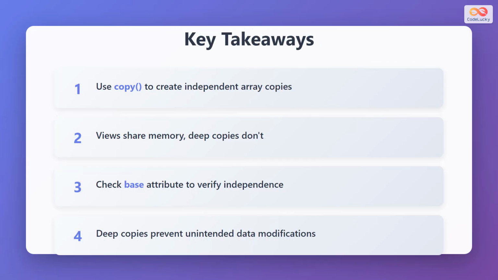Let's recap the key takeaways from this tutorial. First, use the copy method to create independent array copies that don't share memory with the original. Second, remember that views share memory with the original array, while deep copies have their own independent memory allocation. Third, you can check the base attribute to verify whether arrays are independent or share memory. And fourth, deep copies are essential for preventing unintended data modifications, especially when working with functions, algorithms, or any situation where data integrity is important. Master these concepts, and you'll write safer, more reliable NumPy code.